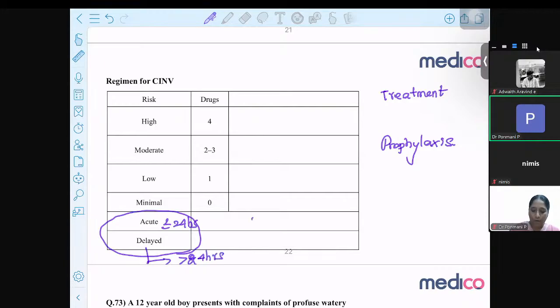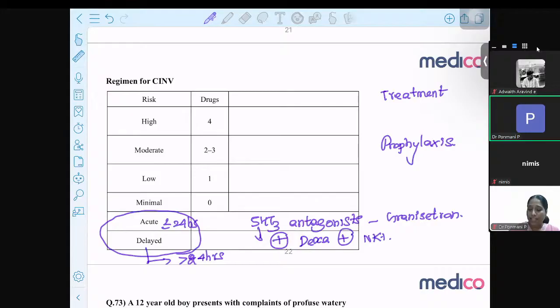If it is acute, the drug of choice will be a 5-HT3 receptor antagonist, such as ondansetron, granisetron, all those. If it is delayed, in addition to this, you're going to add a steroid, DEXA, or you can also add an NK1 receptor antagonist, which is aprepitant, fosaprepitant, and all those. This is for the treatment.